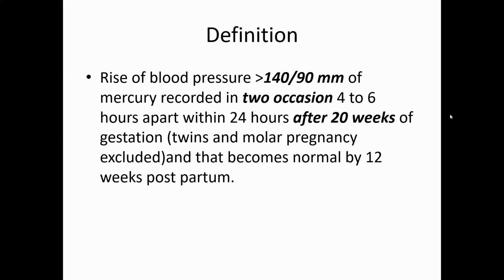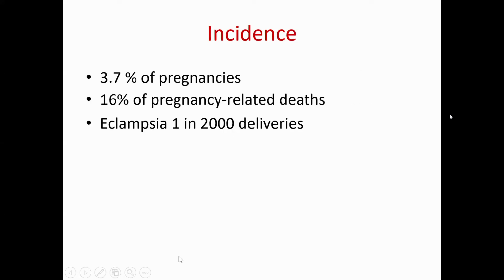But at times we may not know: when a patient comes at 7 months, at 28 weeks, with high blood pressure, whether to label it as hypertension or not depends on whether it subsides by about 12 weeks postpartum. If it subsides, we call it hypertensive disorder in pregnancy. So incidence is around 3.7% of all pregnancies and 16% of pregnancy related deaths occur because of hypertensive disorder of pregnancy.